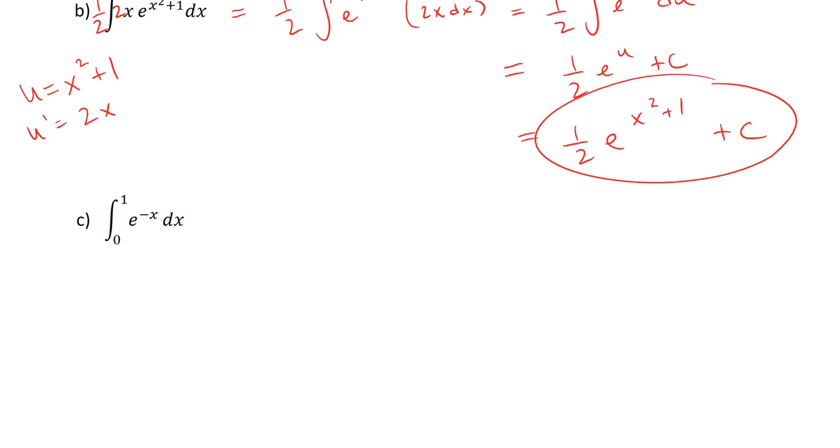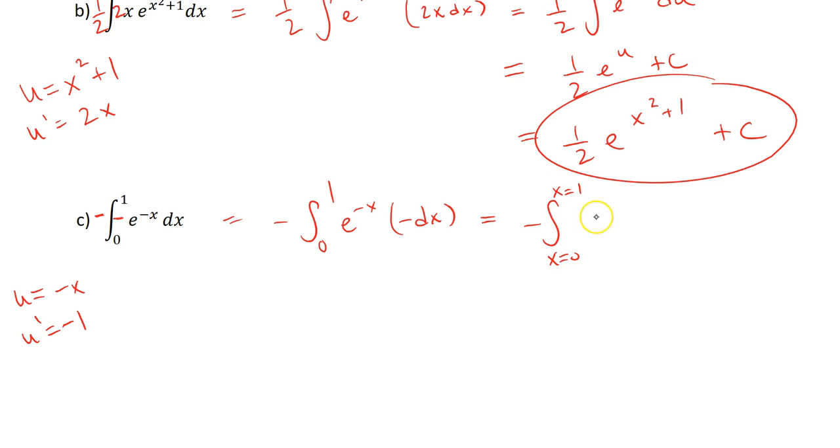Now this is a definite integral, and you can do these just as well. So here we'd have u equals negative x, so u prime would be -1. So I'm going to need a negative here. And I'll rewrite it as negative integral from 0 to 1 of e to the negative x times negative dx, because that's my du here. So that's the integral from x equals 0 to x equals 1.